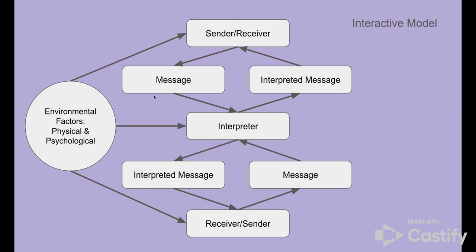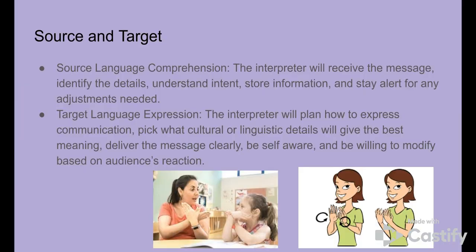So the sender is going to give the message to the interpreter. This can take some time for the interpreter. They want to make sure they're going to get it right and understand what they're interpreting. And then they're going to send that to the receiver, and vice versa. That receiver can send the message back, and it can go in that cycle.